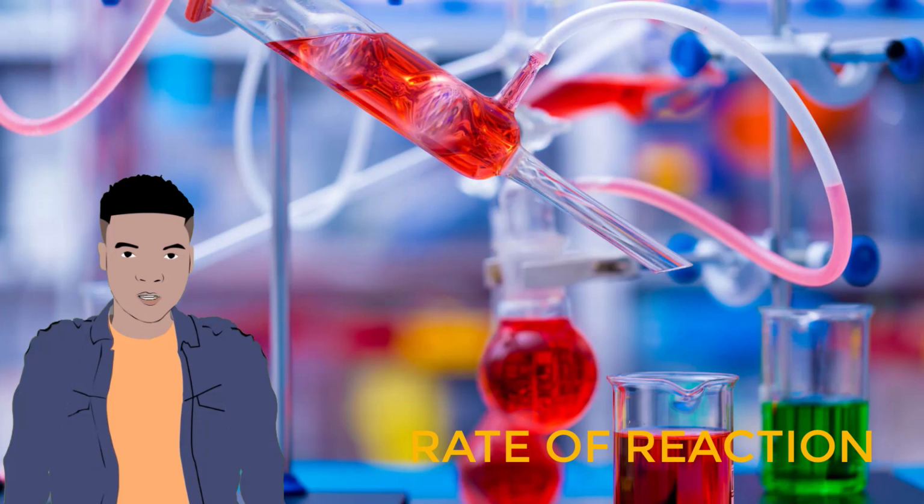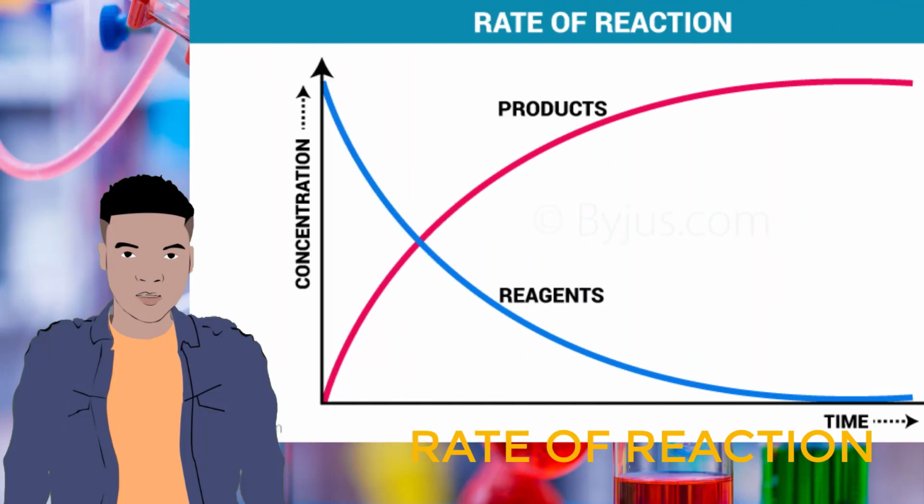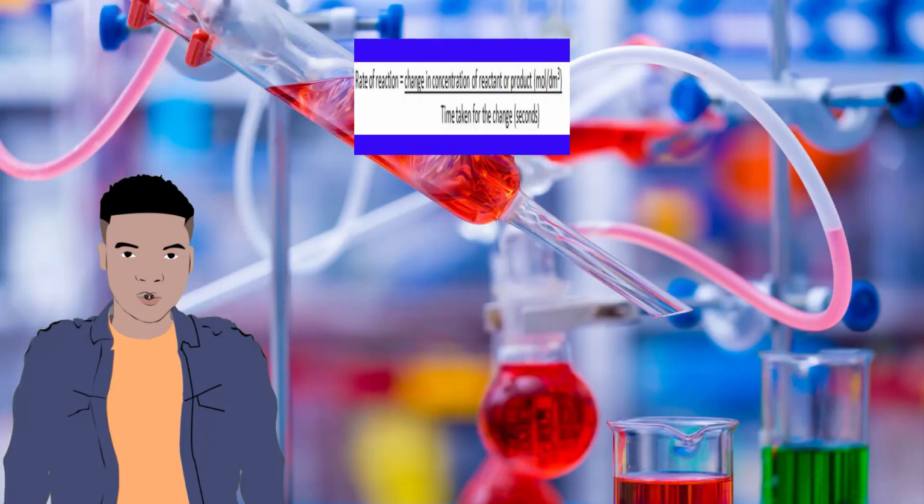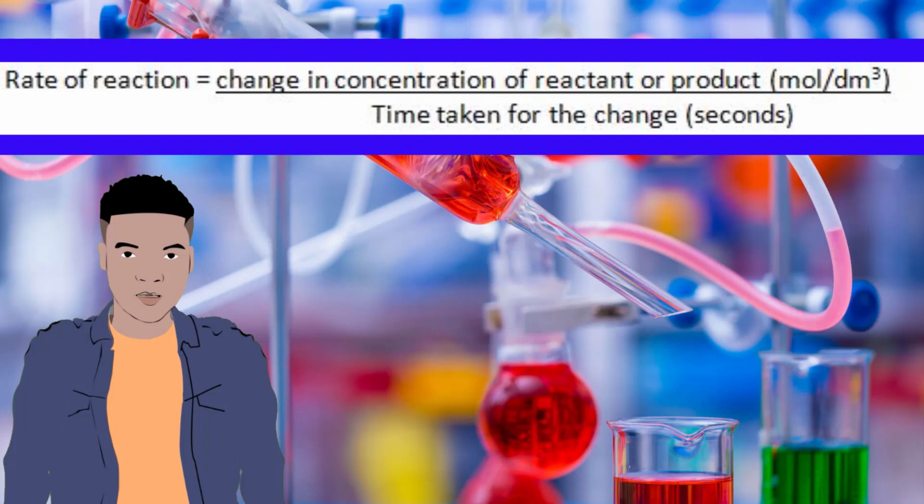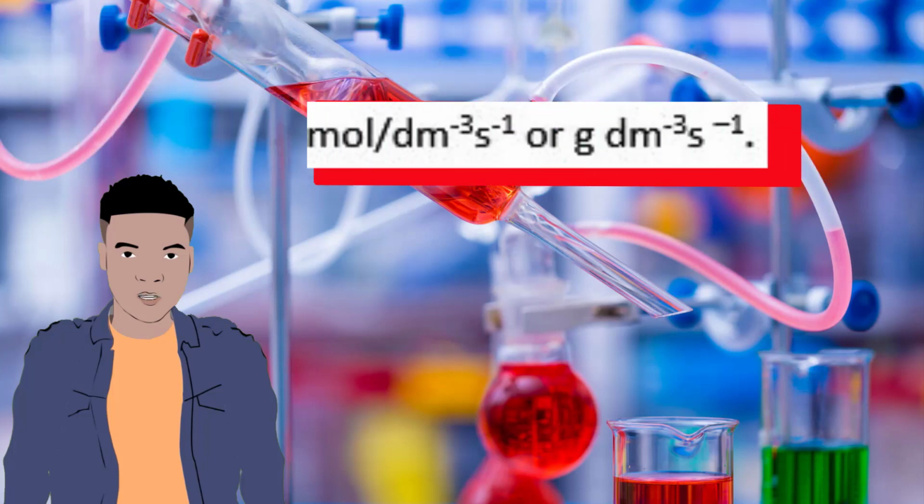The rate of a chemical reaction is the number of moles of reactants converted or products formed per unit time. Usually, rate of reaction is determined experimentally by measuring change in concentration of one of the components in the reaction with time. Thus, rate of reaction is equal to change in concentration of reactants or products, that is mole per dm cube, over time taken for the change in seconds. The unit of rate of reaction is mole per dm cube per second or gram per dm cube per second.